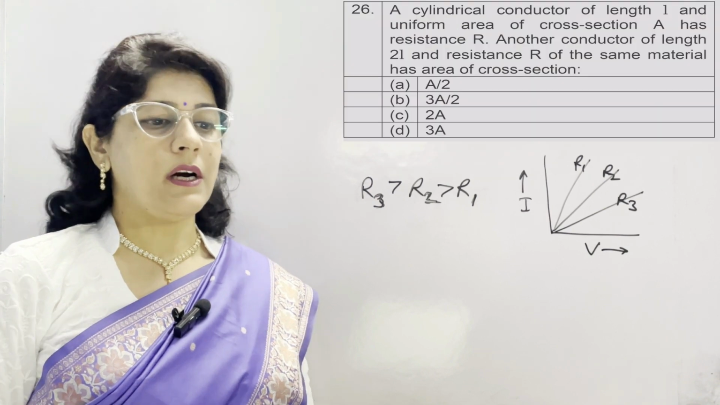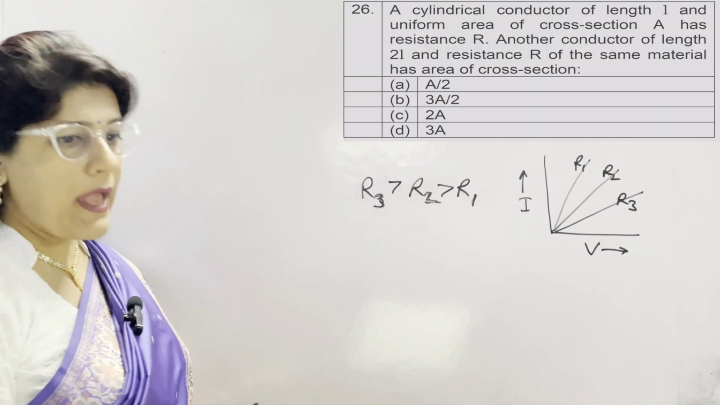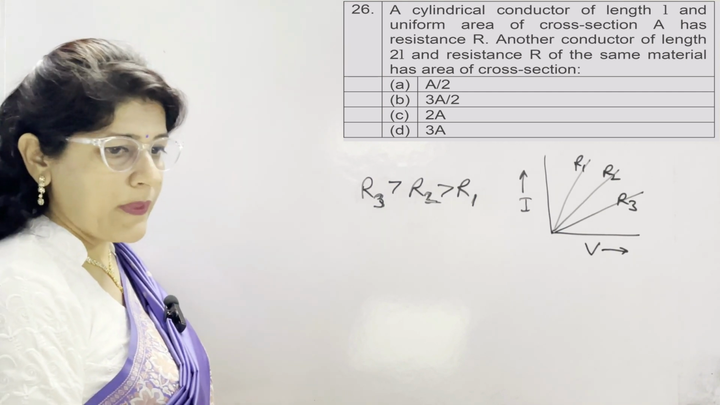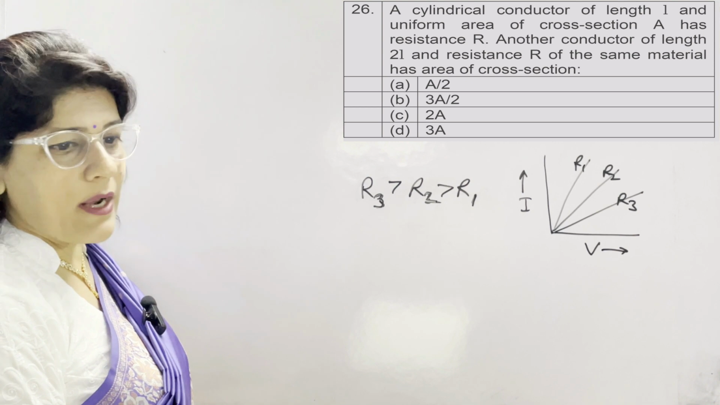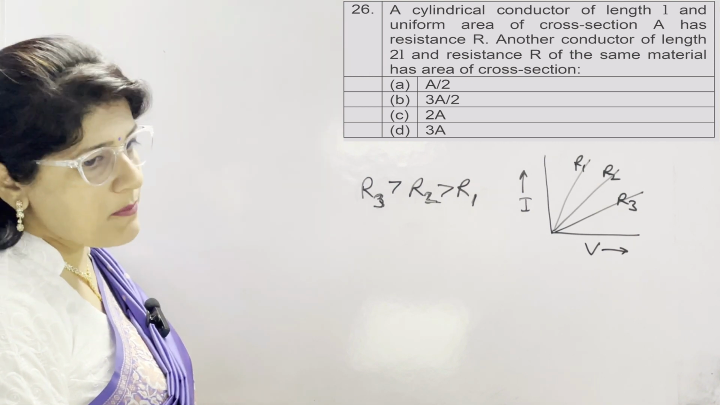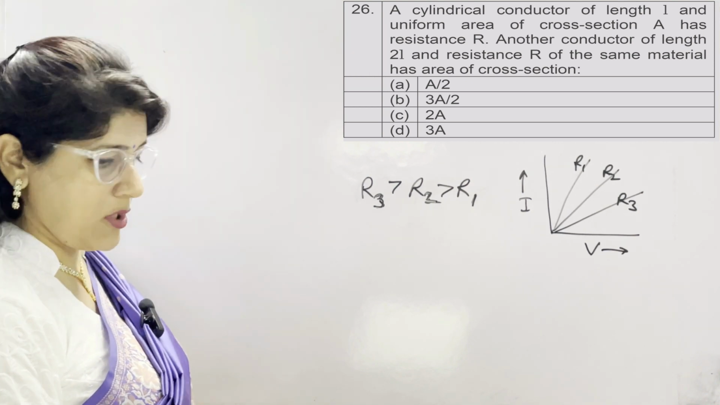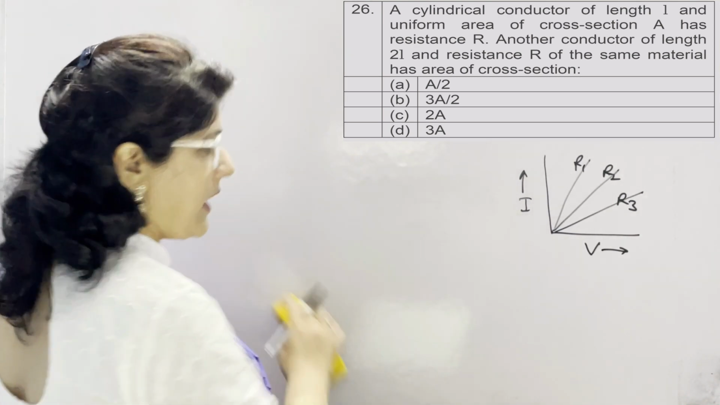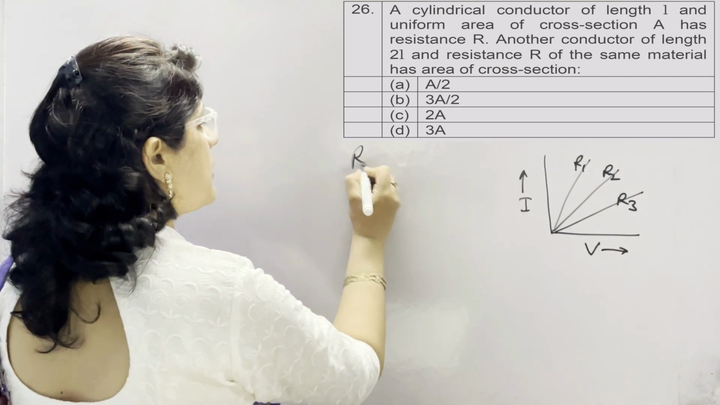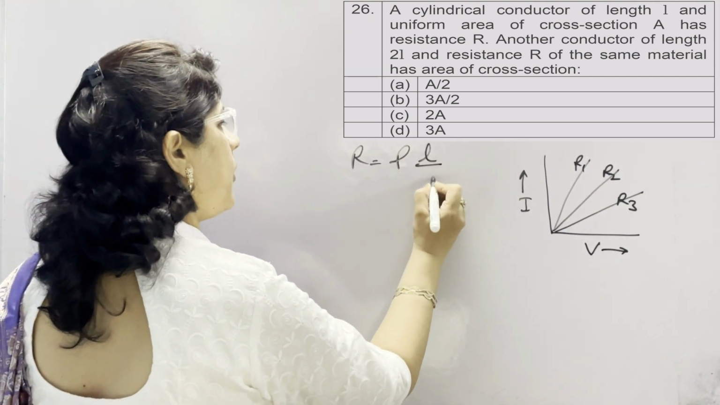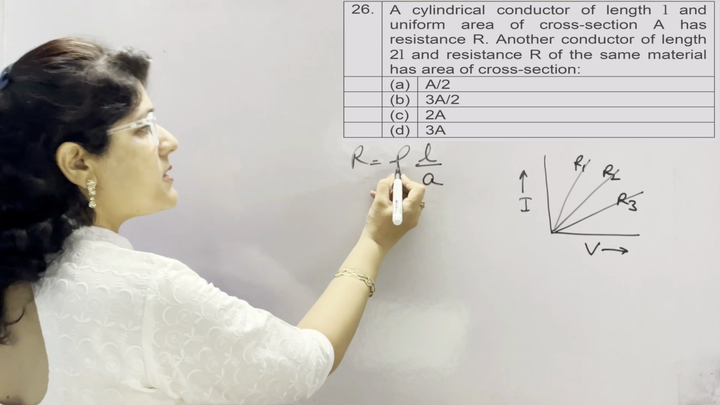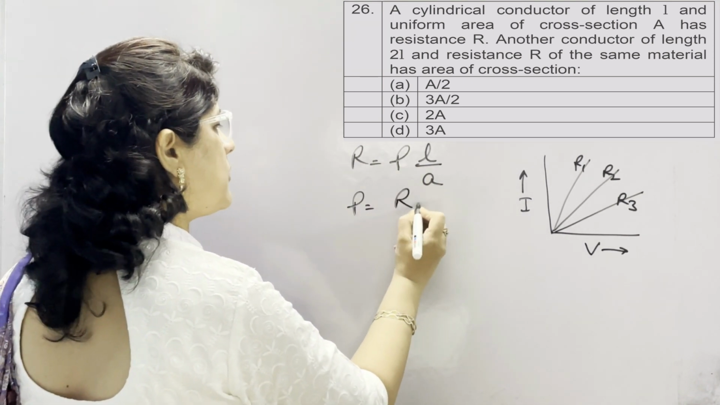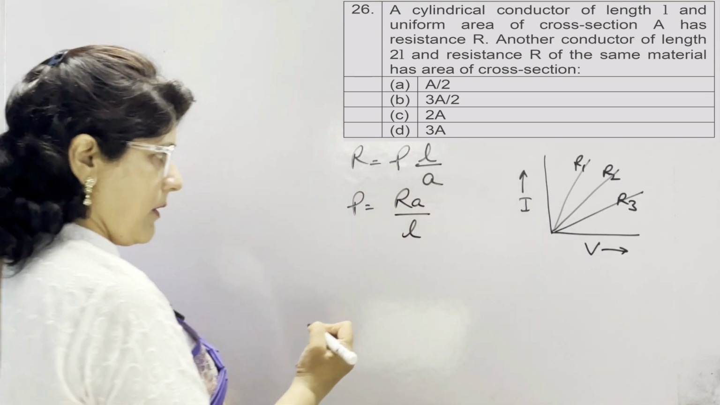In next question, a cylindrical conductor of length L and uniform area of cross section A has resistance R. Another conductor of length 2L and resistance R of the same material has area of cross section. Before solving these numericals, you need to use a formula we have used before: R is equal to rho L upon A, where resistivity belongs to the material, so it will remain the same. So resistivity is equal to R A upon L, this is our formula.